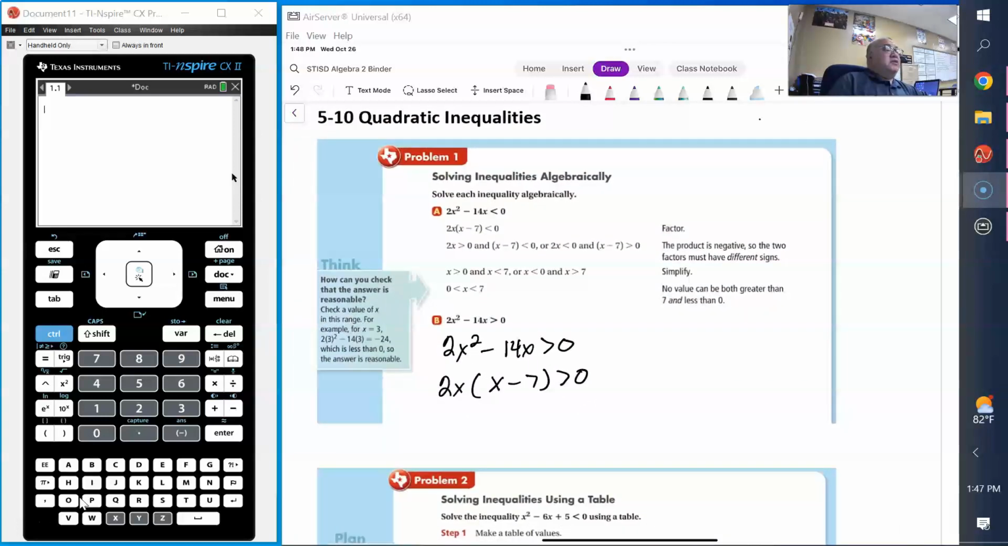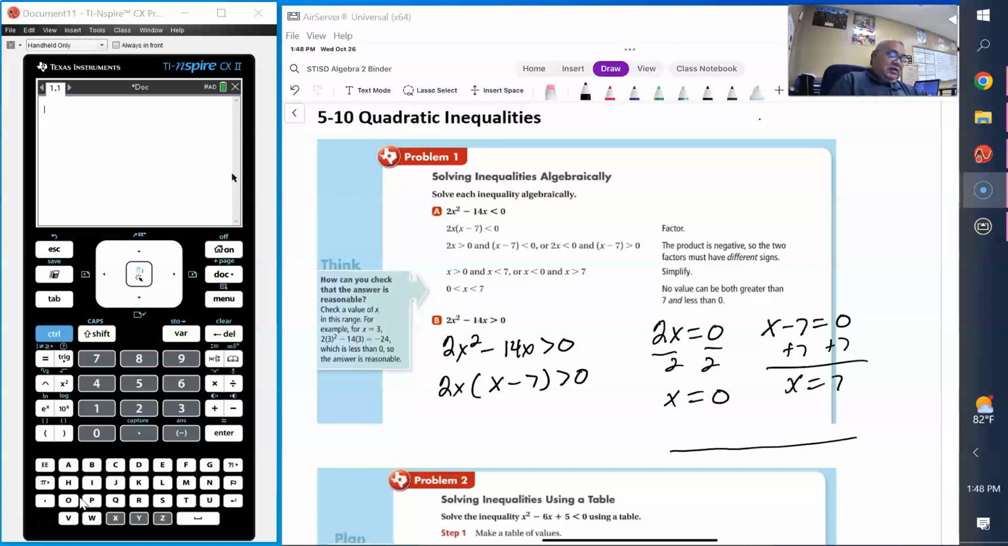In order for me to know what the solution is, I have to have test points. So I'm going to say 2x equals 0 and x minus 7 equals 0. I'm going to use these as my test points. So I divide by 2, so x equals 0, and then I add 7 to both sides, so we have x equals 7. So I'll go ahead and make a number line. This is 0 and this is 7. These are my test points.